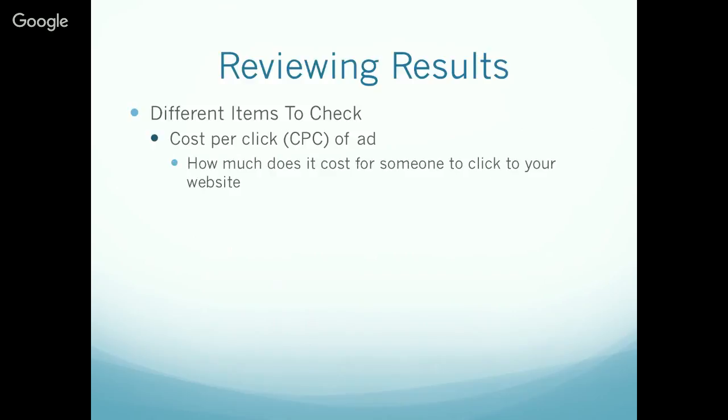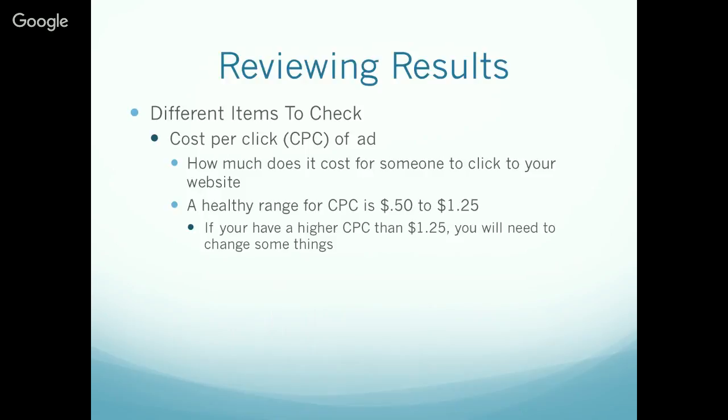Here are several different items that you can check. The first is the cost per click, and that means how much does it cost for someone to click to your website. A healthy range for cost per click is 50 cents to $1.25. If you have a higher cost per click than $1.25, you'll need to change some things.